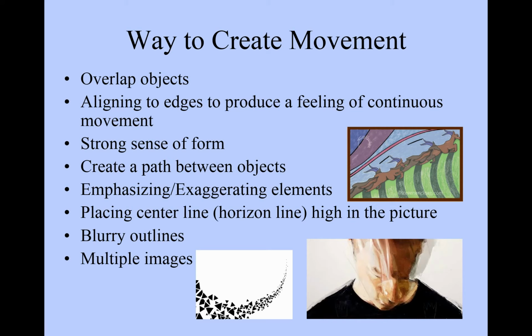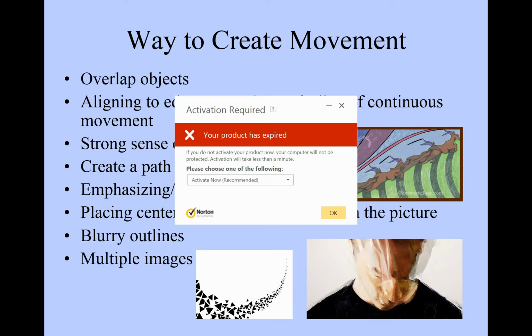You can also place the center or horizon line high in the picture. Your eye is then confused. Why am I so far down to the ground? They're trying to investigate the picture and look around because they are very confused as to why it's different from whenever you would normally be about half and half, because of how high and tall we are as people.